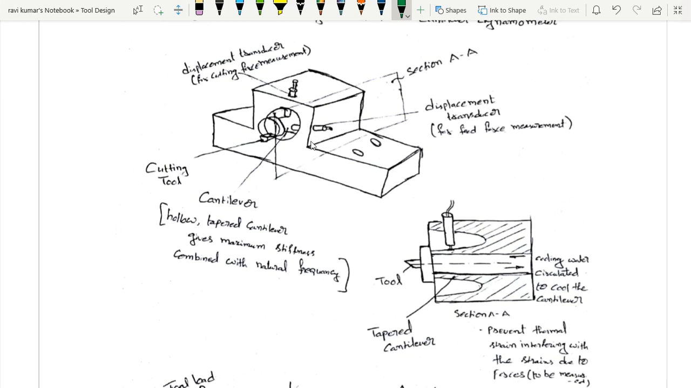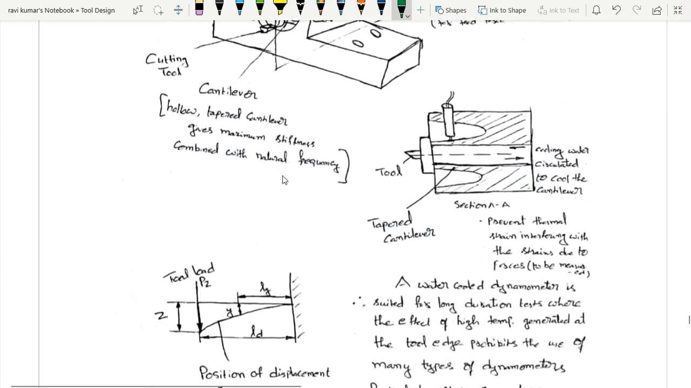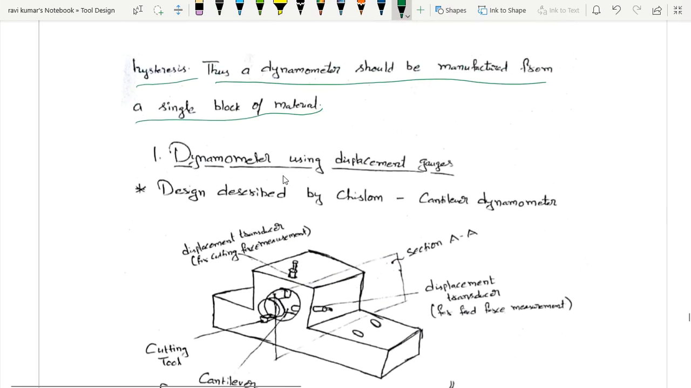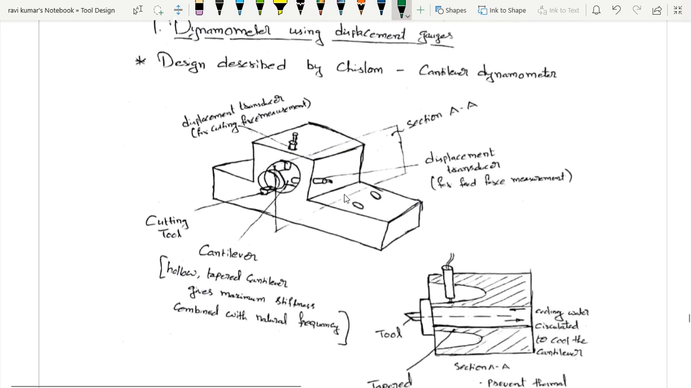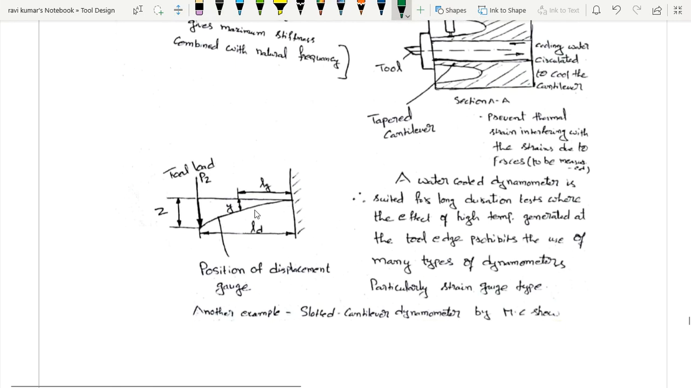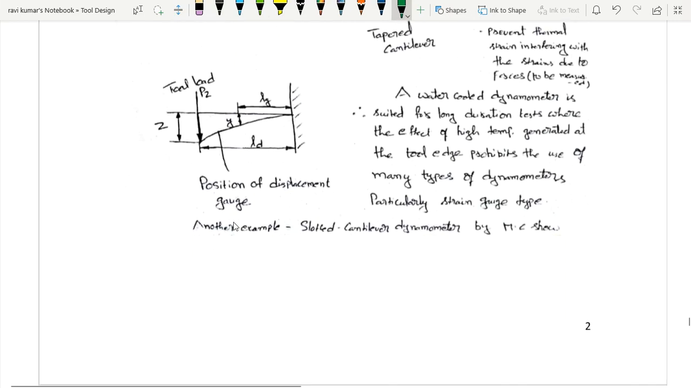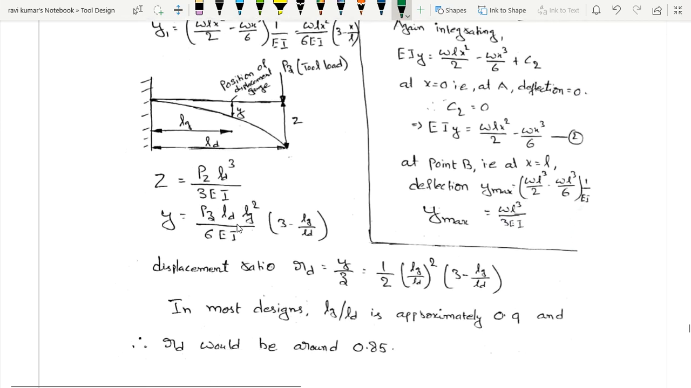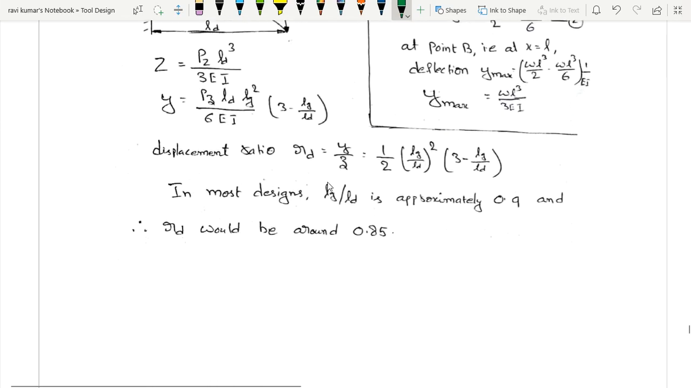So displacement in X direction, Y direction. I can use a capacitive transducer or a transducer such as LVDT for gauging of this deflection. So this type of dynamometer I call it as dynamometer using displacement gauges. And when I try to work out what is going to be the value of Y by Z, the equation which we end up with is displacement ratio RD is equal to Y by Z is equal to half of (Lg by Ld) whole square into (3 minus Lg by Ld). So this is the possible value of RD.